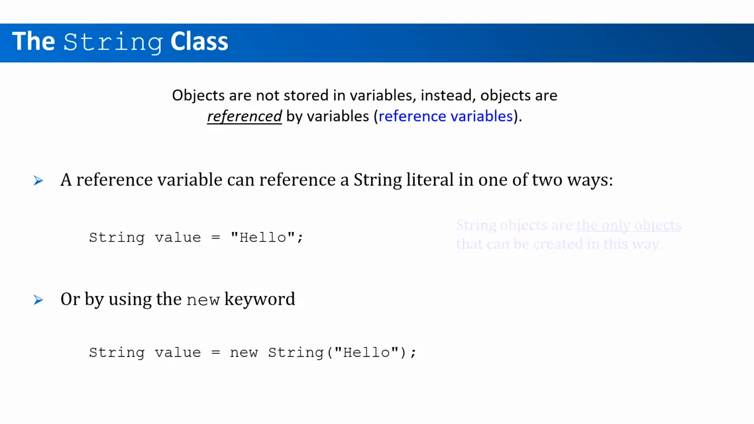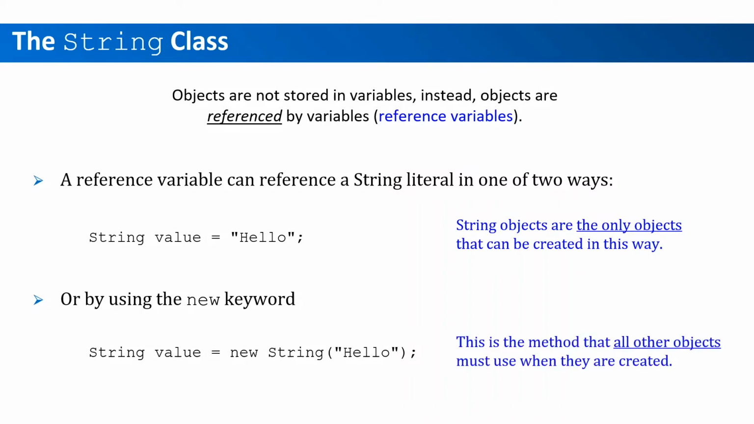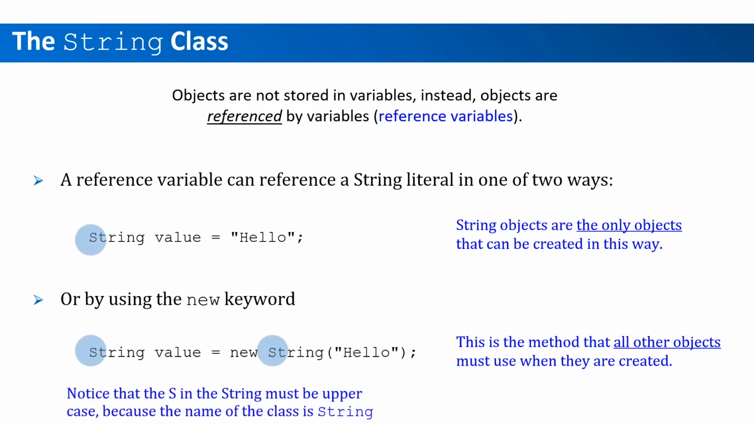Then why do we have 2 approaches to create strings in memory? You will notice that the first approach looks very similar to declaring a primitive data type in Java. Since strings are very common, Java made an exception for String objects and allowed them to be created using the initialization statement like this. Every other object in Java can be created only by using the keyword new. Also notice that the S in String must be uppercase since this is the name of the String class.